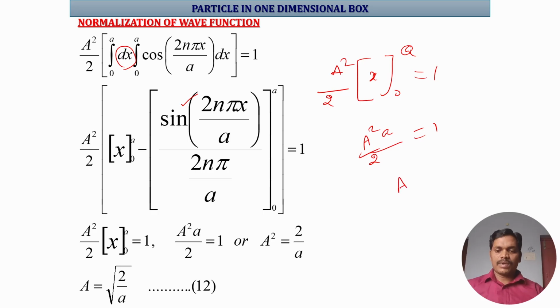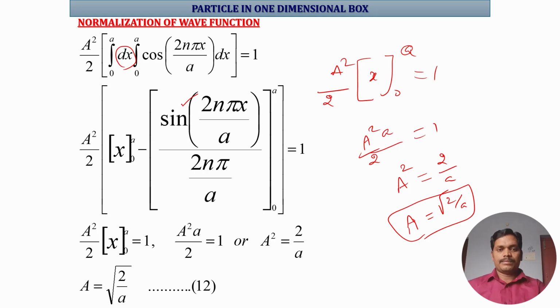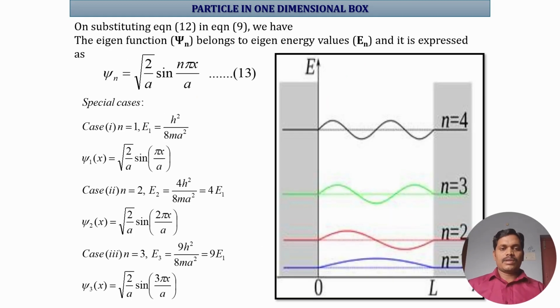Our ultimate aim is to derive an expression for A². So A² is equal to 2 by a. Taking the square root on both sides, A is equal to root 2 by a. That we have to substitute for the arbitrary constant in that equation. So in this equation, instead of A, you can substitute root(2/a), giving ψ = root(2/a) sin(nπx/a).